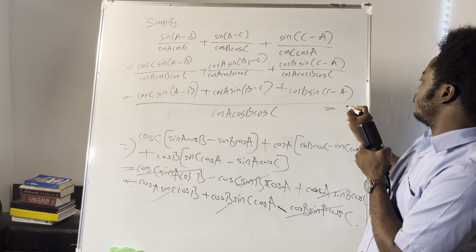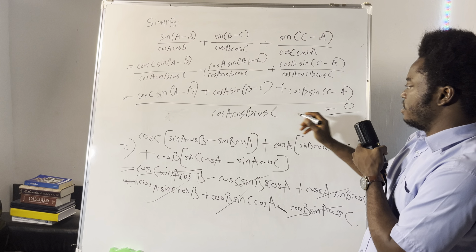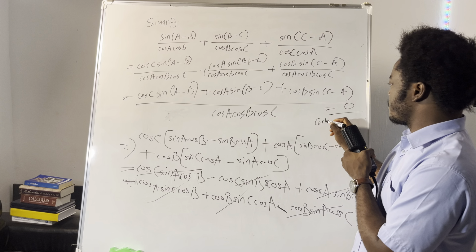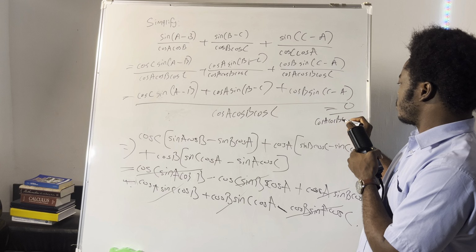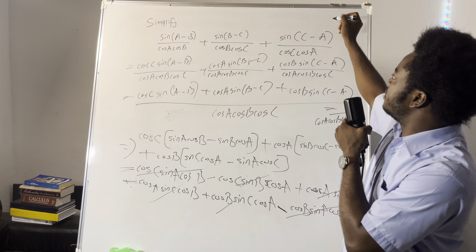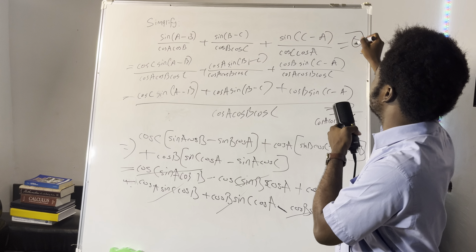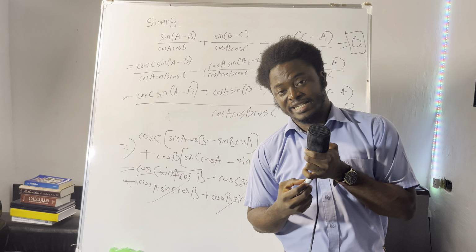So we have a 0, all divided by cos A, cos B, cos C. So everything ends up being 0, and this expression is equal to 0.